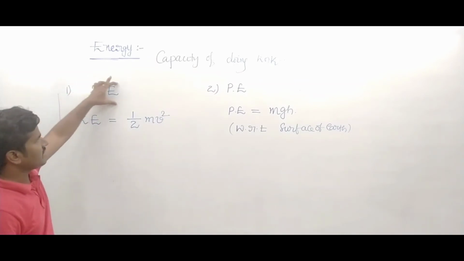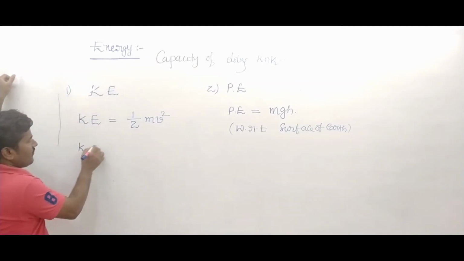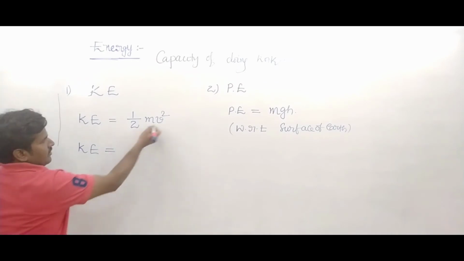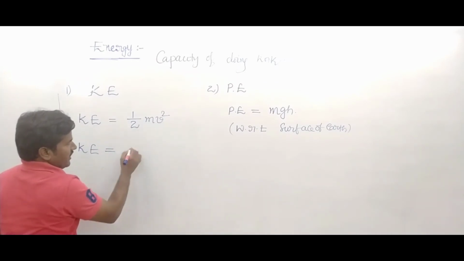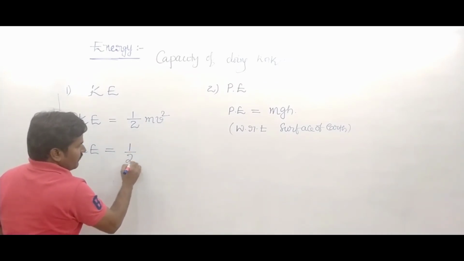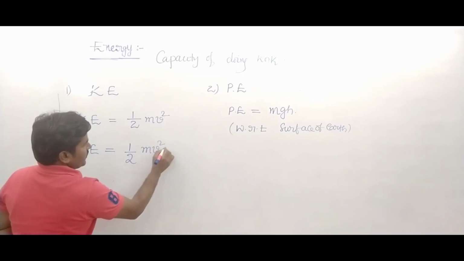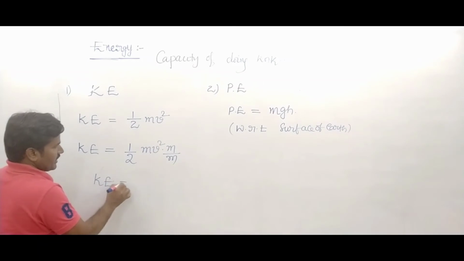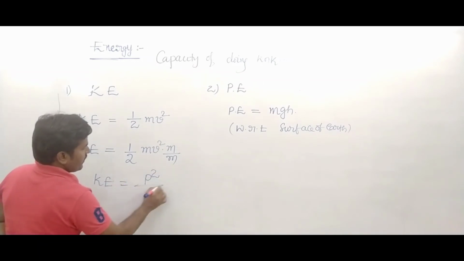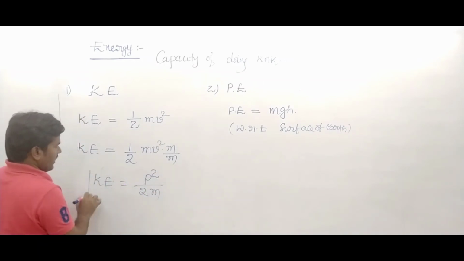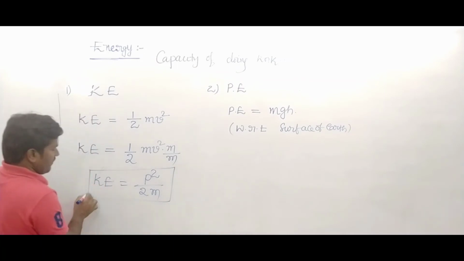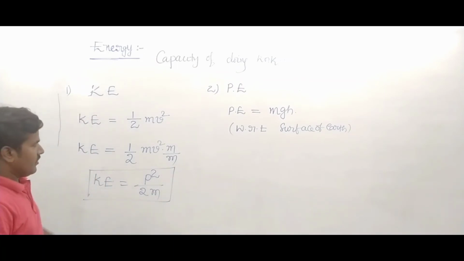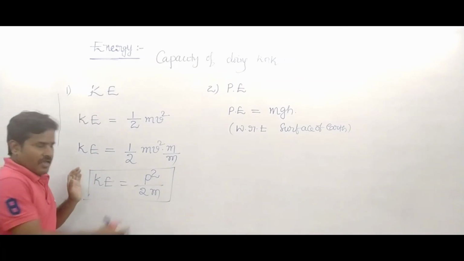Kinetic energy is written as half mv square. If we multiply and divide by the mass, the value of mv square becomes m square v square upon m. So this kinetic energy is written as p square upon 2m. Kinetic energy equals p square upon 2m. So this is kinetic energy.